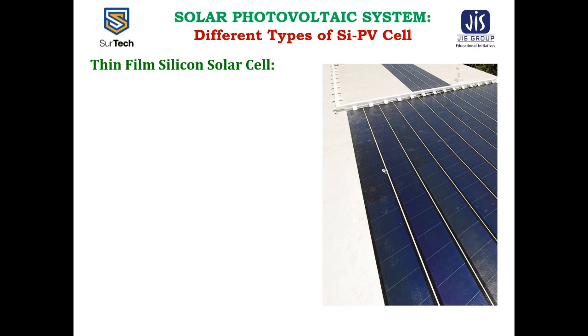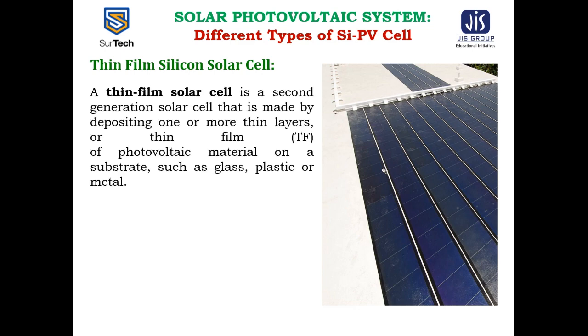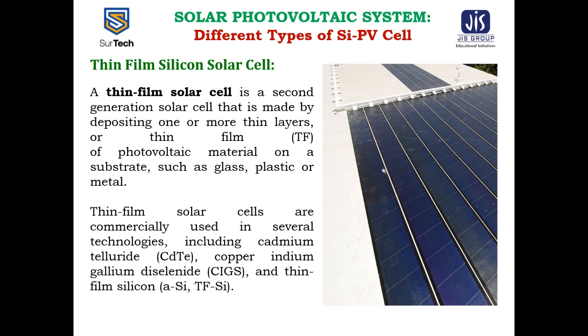Now come to the very important type of silicon solar cell, that is the second generation solar cell, the thin film silicon solar cell. A thin film solar cell is a second generation solar cell that is made by depositing one or more thin layers, or thin film, of the photovoltaic material on a substrate such as glass, plastic or metal.